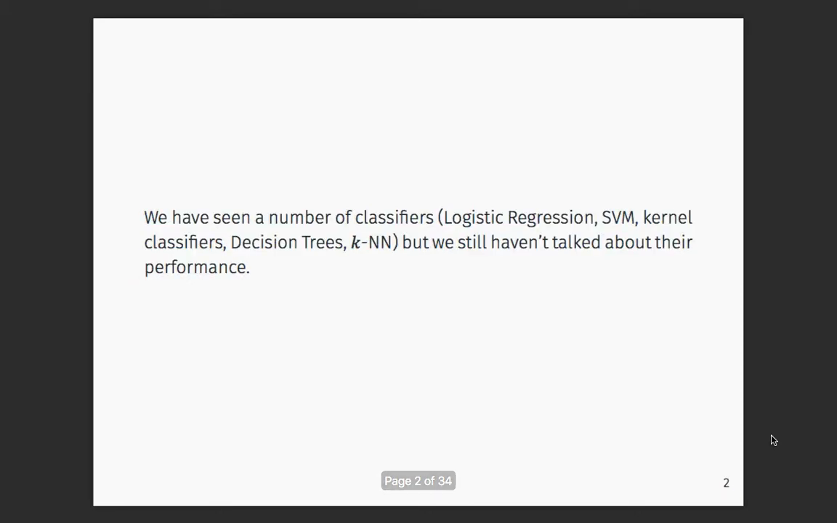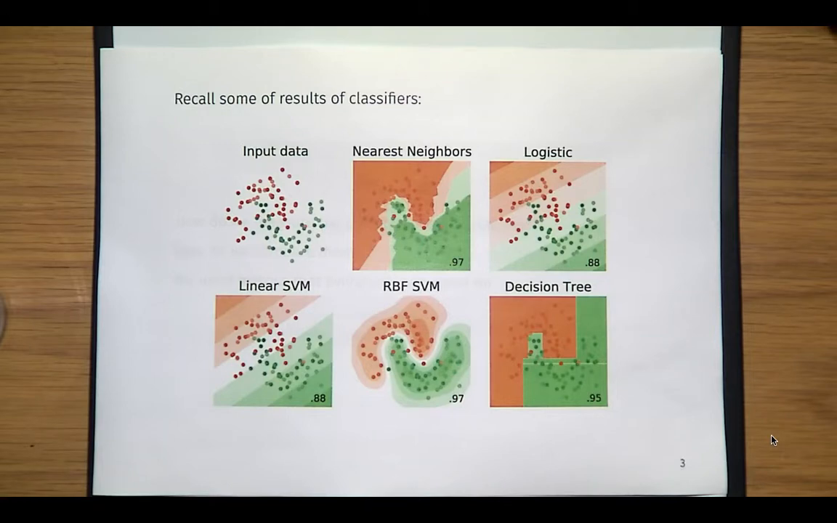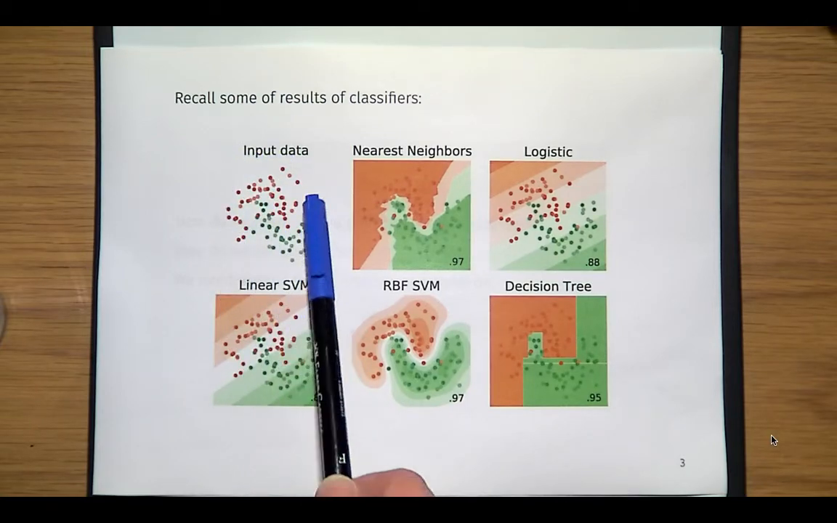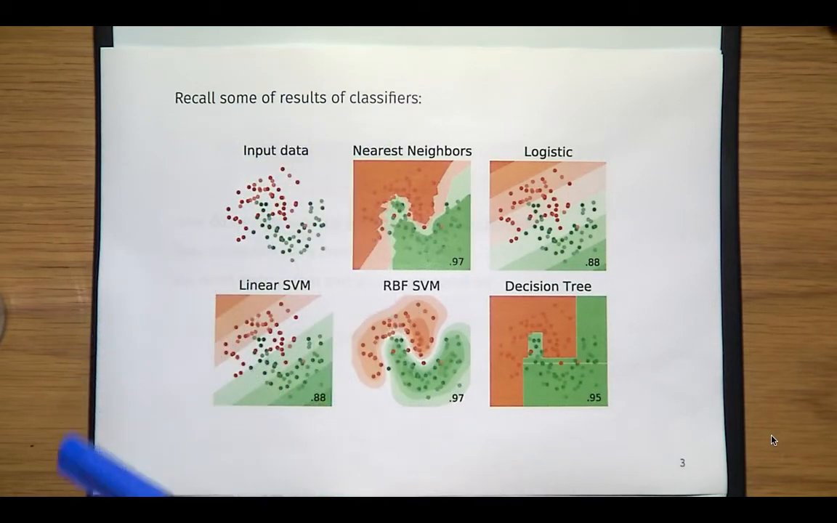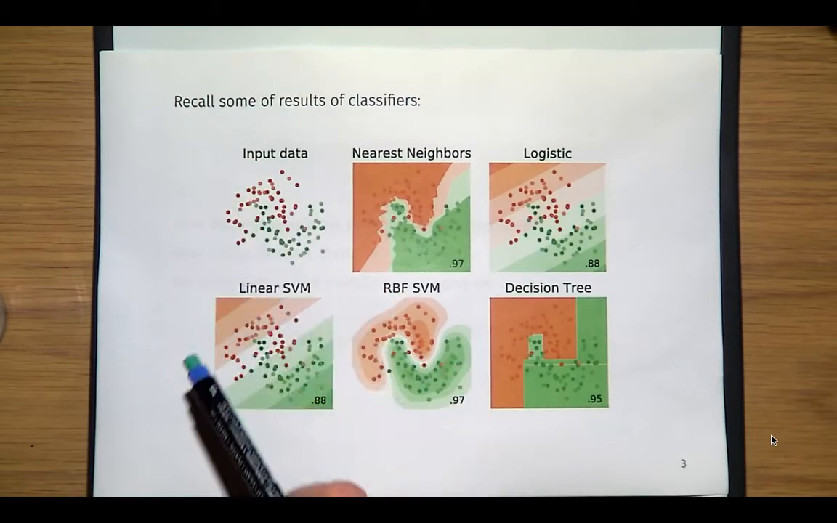Okay, so we've seen a number of classifiers. This is just a reminder of what we had. This is your testing set and training set as well. You have two classes, the green and the orange, and you want to separate both classes.